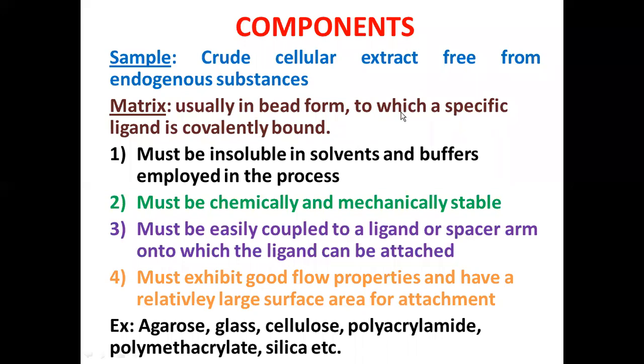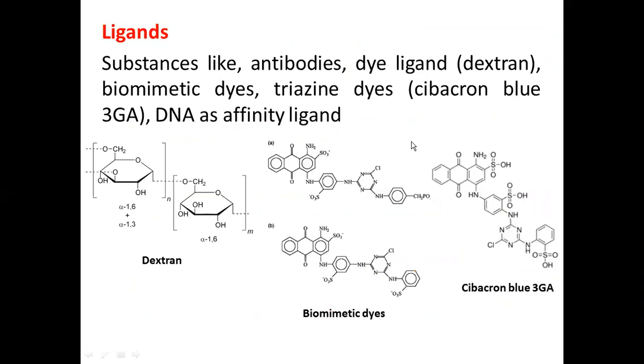After considering all these requirements, agarose, glass beads, cellulose, polyacrylamide, polymethacrylate, silica, or even modified silica can be used as matrices. Especially for affinity chromatography, agarose, polyacrylamide, polymethacrylate, silica, Sepharose, and, in a very small number of separations, glass-based matrices are the commonly used matrices for the affinity chromatography technique.